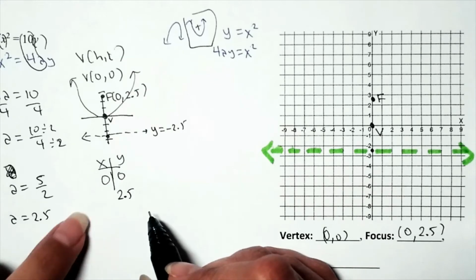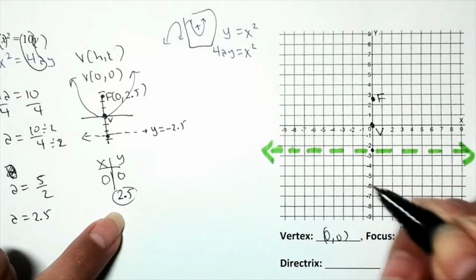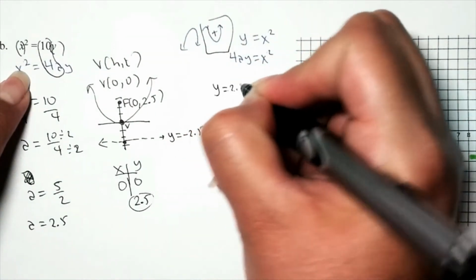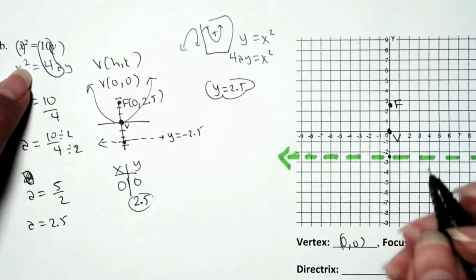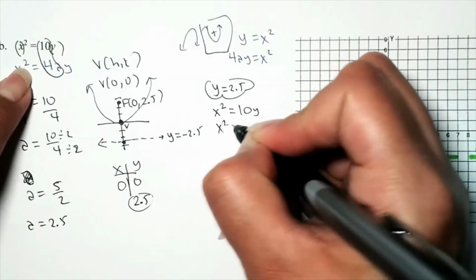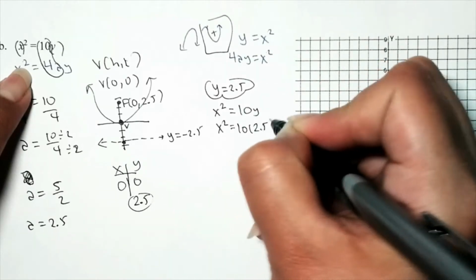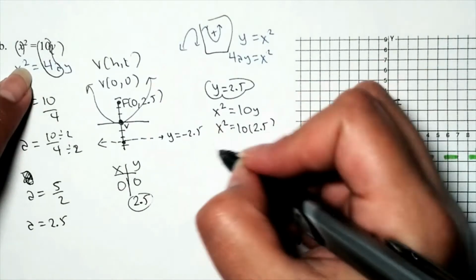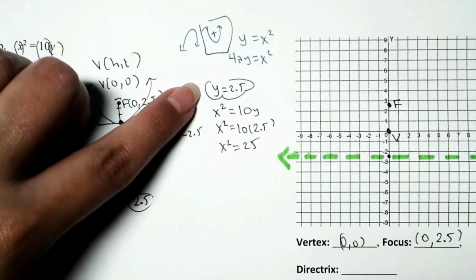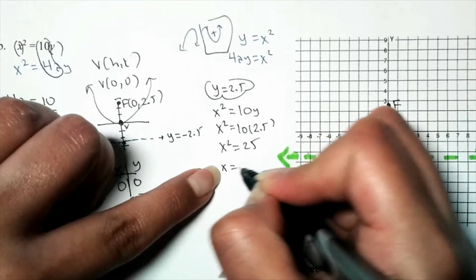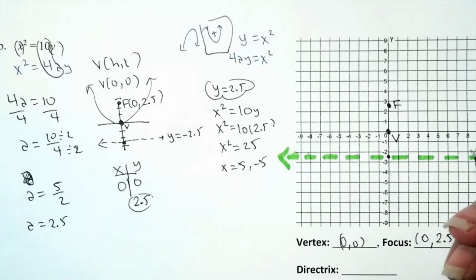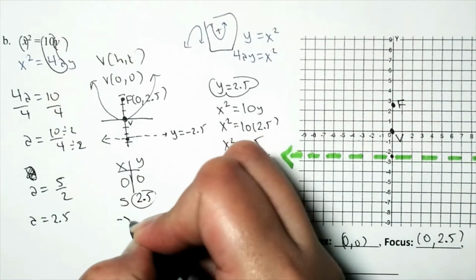So let's do this. So when y equals 2.5, I want to know what is the value of x. So the equation reads x squared is equal to 10y. If y equals 2.5, 2.5 times 10 is 25. So the moral of the story is this: if y equals 2.5, then x will give us +5 or -5. So we're going to have two x values. So it's going to be +5 or -5.